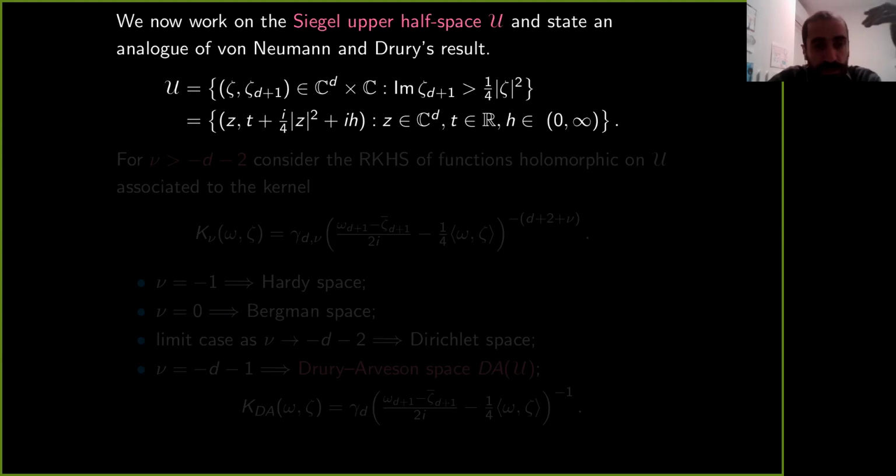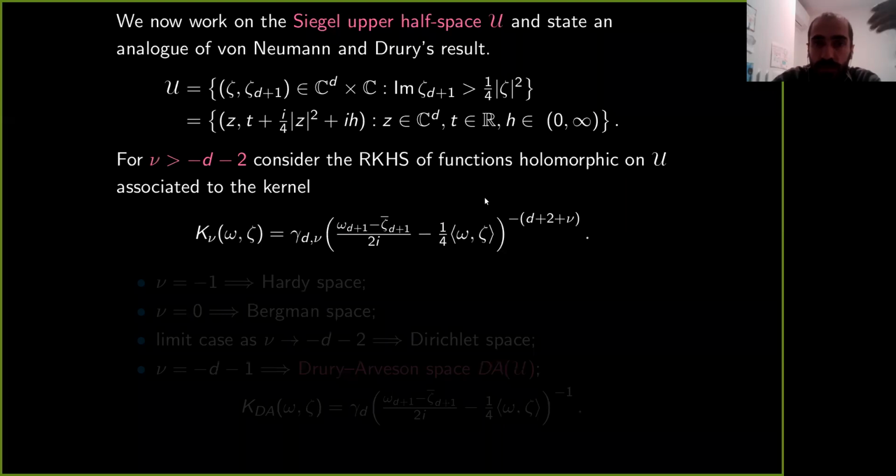And so in this setting as well, we can consider the analog family of reproducing kernel Hilbert spaces we saw on the unit ball, which is the family of reproducing kernel Hilbert spaces associated to this family of kernels. So the kernel looks like this. Okay. And so we have omega_D, a constant which depends on D and nu, times (ω_{D+1} minus z̄_{D+1}) over 2i, to the power minus 1/4 ... and this is the Hermitian product in C^D between omega and z.